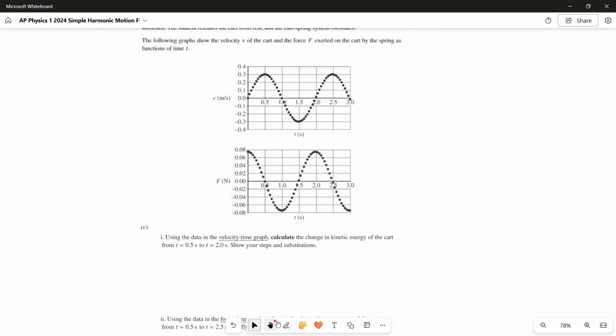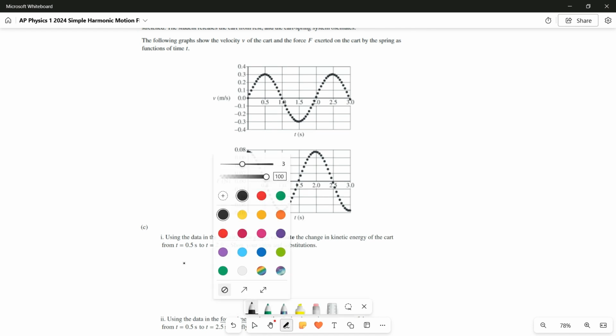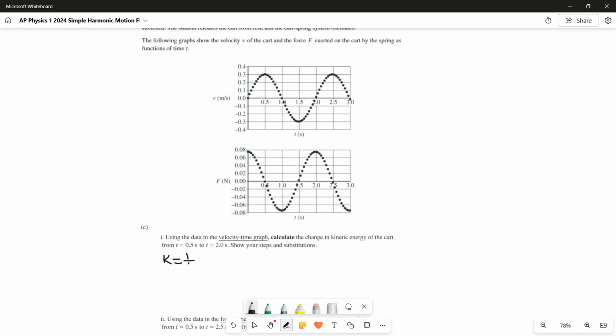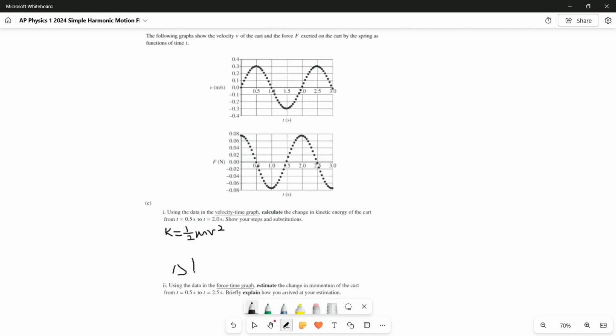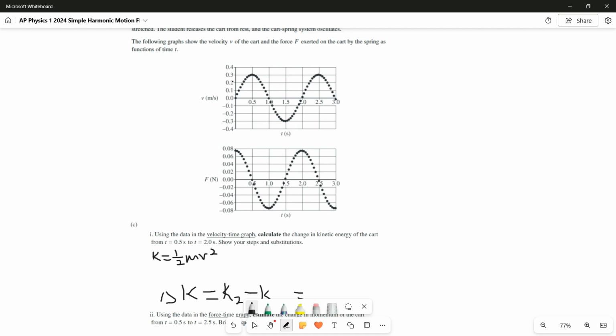Okay. Well, we know that our kinetic energy expression is equal to 1/2 mv squared. Well, if we have that, the change in kinetic energy from 0.5 to 2 is equal to the kinetic energy at 2 seconds minus the kinetic energy at, sorry, at 0.5 seconds. All right. So looking at the graph, K2 will be 0 because at that point there is no velocity for the spring oscillating left to right. But at 0.5 seconds, we realize that it's reached a maximum.